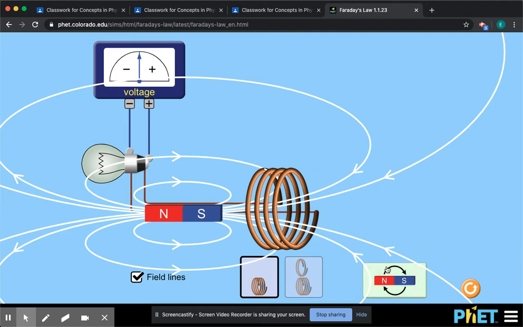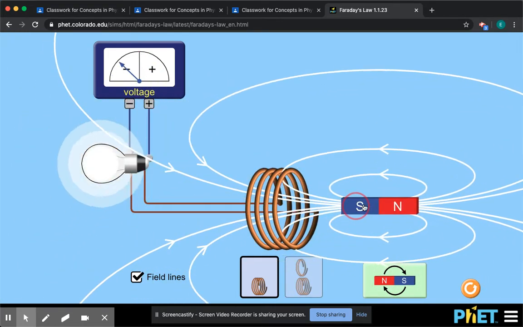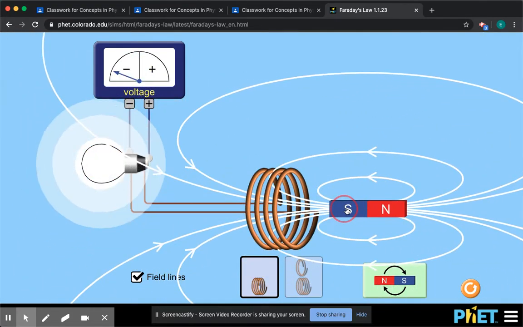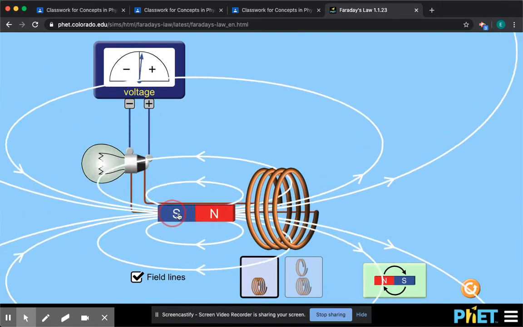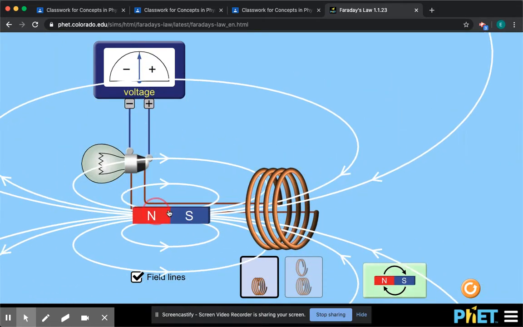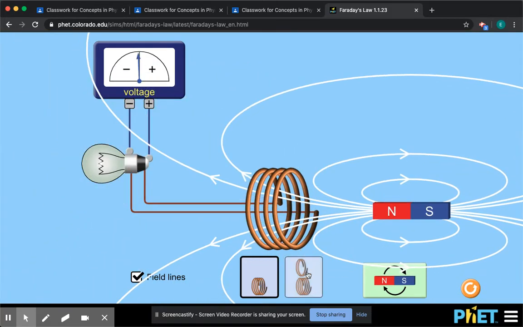But if I flip the magnet over, that actually changes. Now it goes to positive first and then it goes to negative. All the positive and negative refer to is the direction of the current. Okay, so flipping the magnet over changes the direction of the current.